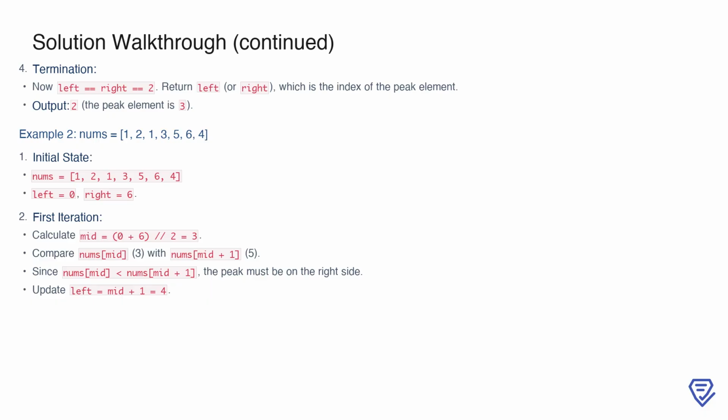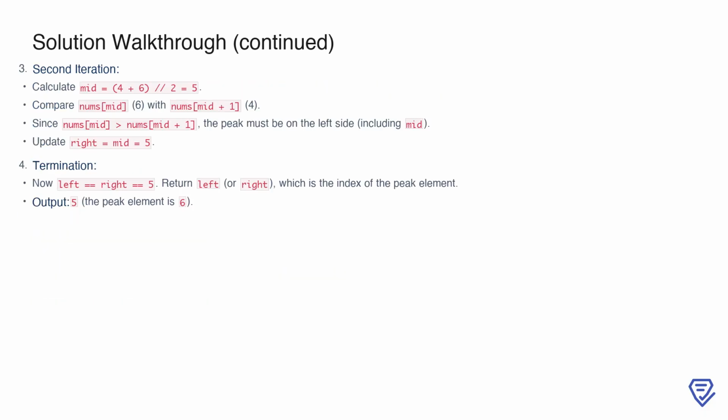Since 3 is less than 5, the peak must be on the right side of the array. Therefore, we update our left pointer to mid plus 1, which is 4. In the second iteration, we now focus on the subarray from index 4 to index 6. We calculate mid equals (4 plus 6) / 2, which gives us a mid value of 5.